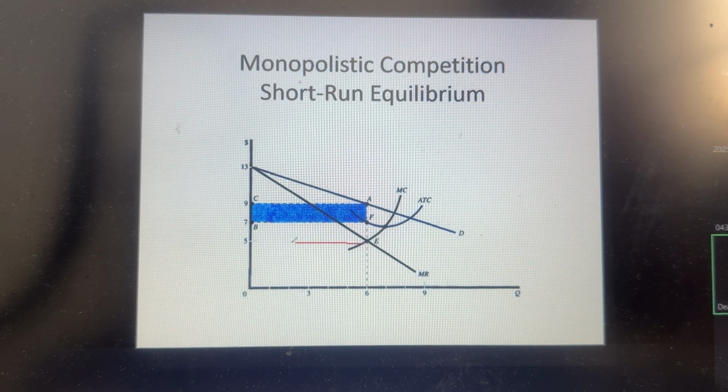Panicking, you find the shortcut to come here. So first you need to find the demand curve. You find the demand curve at point A, and the price is 9.